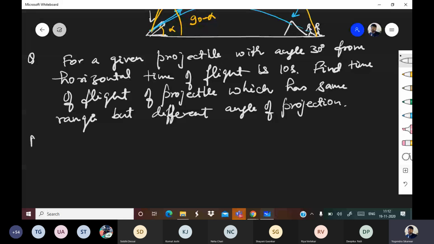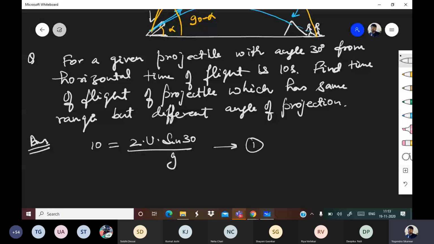So the question says for a given projectile with angle 30 degrees. We don't know how much the speed is, so let us take that as u. Time of flight is 10 seconds. So 10 is nothing but 2 into u into sine 30 by g. Equation number 1, because T is equal to 2u sine theta by g.